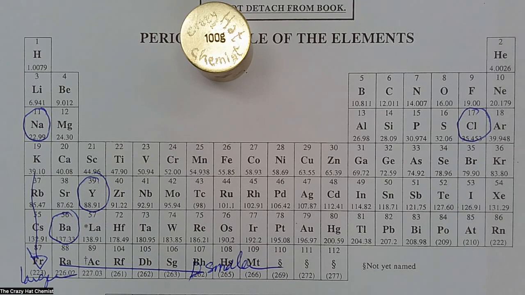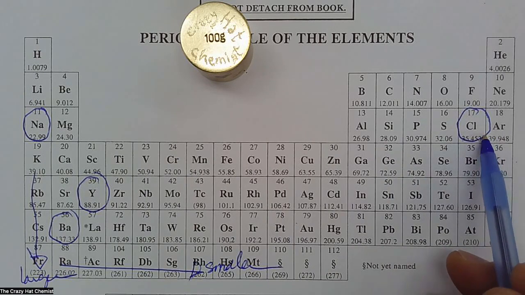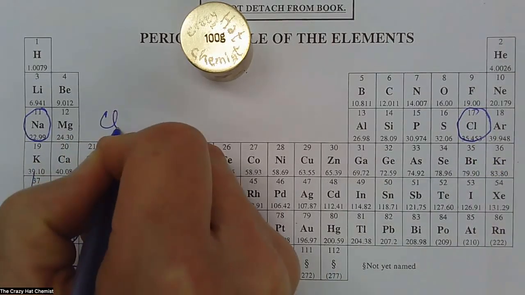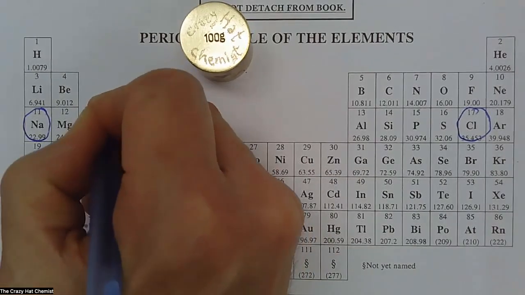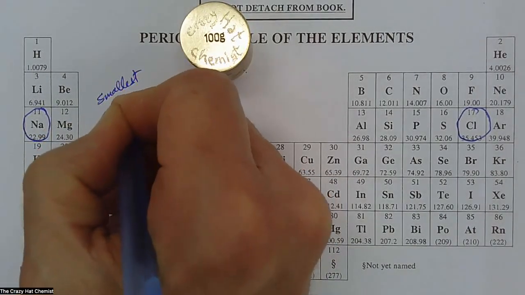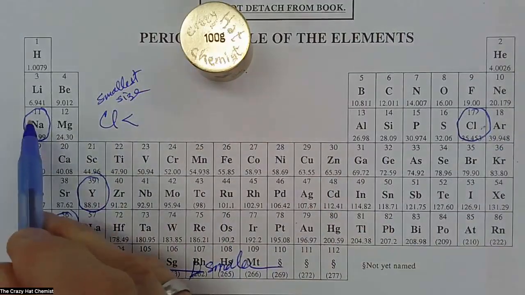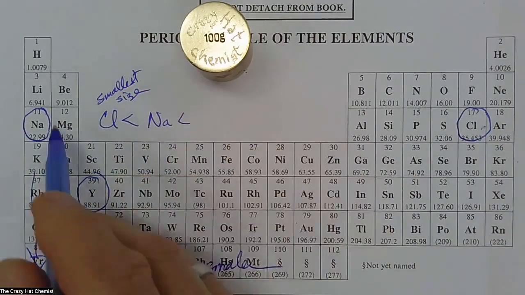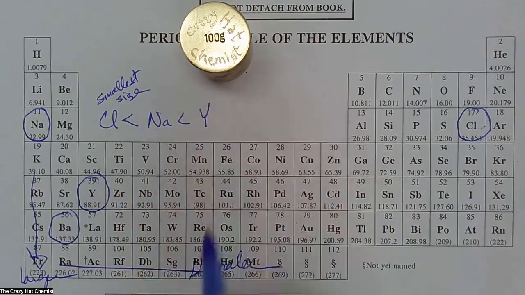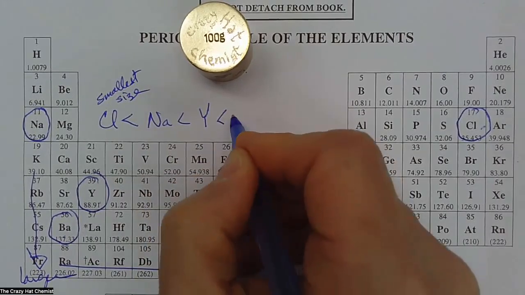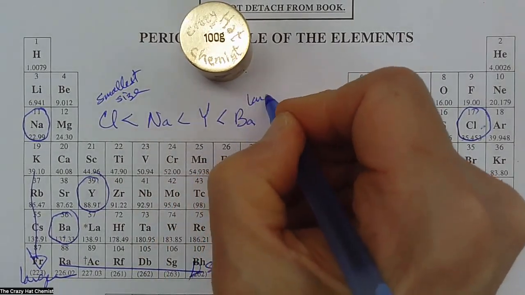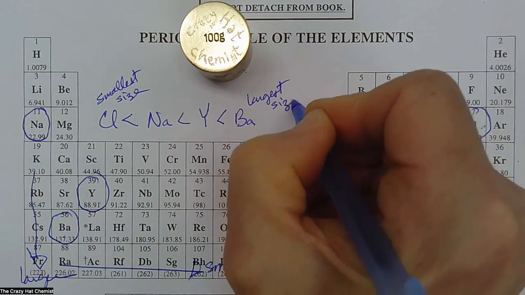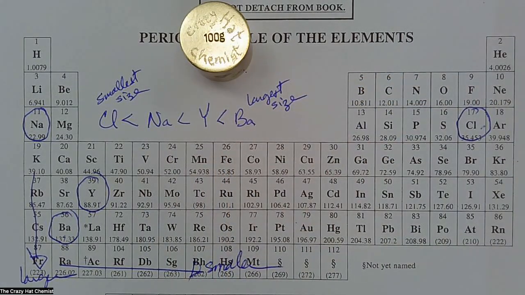Which one is the largest? The largest is barium. Which one is the smallest? The smallest is chlorine. So we're going to write chlorine as the smallest size. Then the next one from that would be sodium. Then the next largest one would be yttrium. And then the final one, the largest, would be barium. So I've written this in increasing size order. Hopefully you got that one. That's number 26.